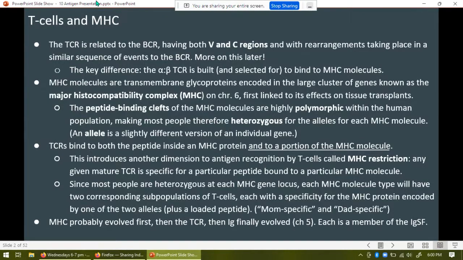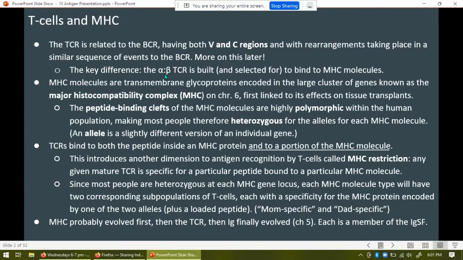So just a little bit of background on these molecules involved in this. The T cell receptor is related to the B cell receptor evolutionarily, and it's most likely that the B cell receptor evolved from the T cell receptor. Both of them have V and C regions, which are variable regions and constant regions. And rearrangements take place in a similar sequence of events to the B cell receptor for the T cell receptor. And we'll talk more about that when we talk about T cell development and B cell development.